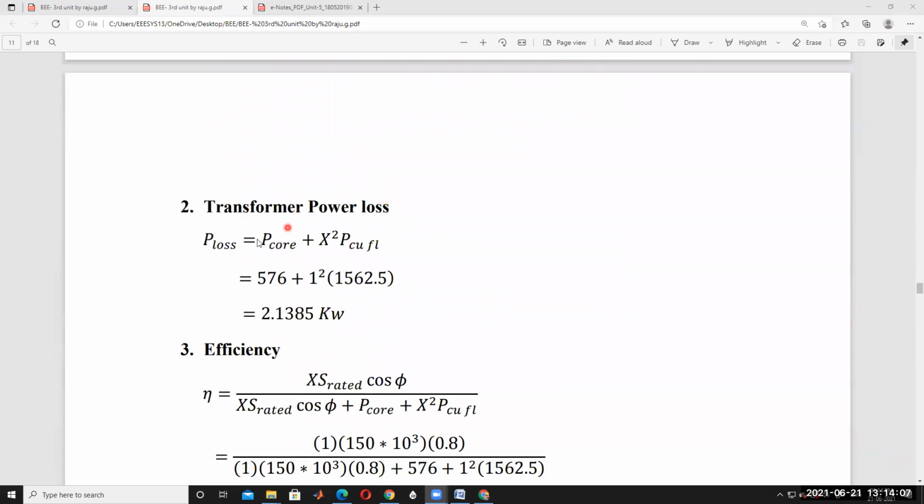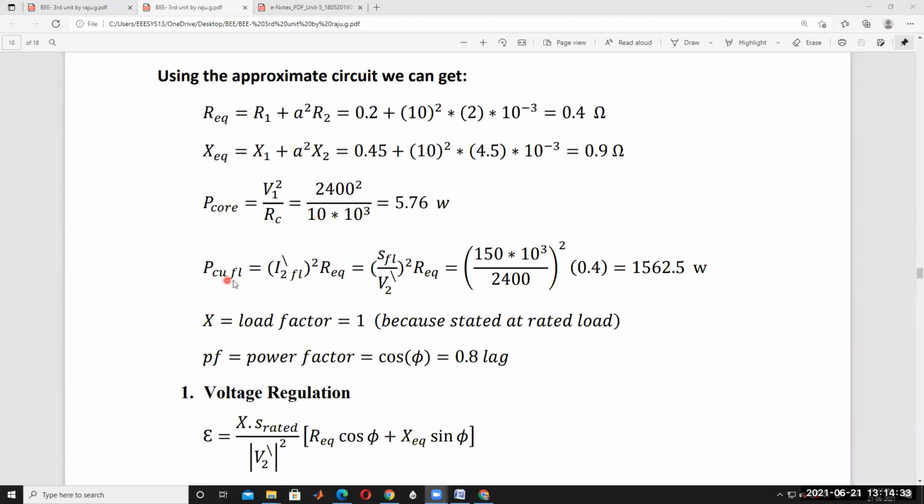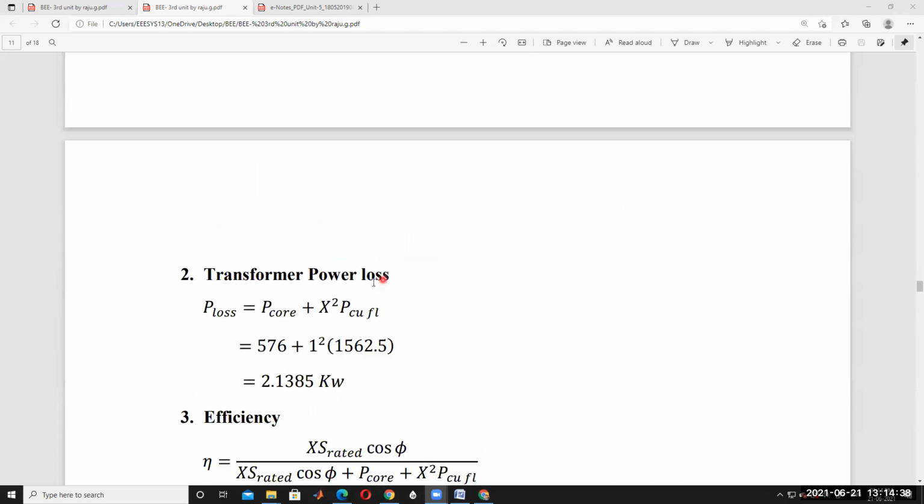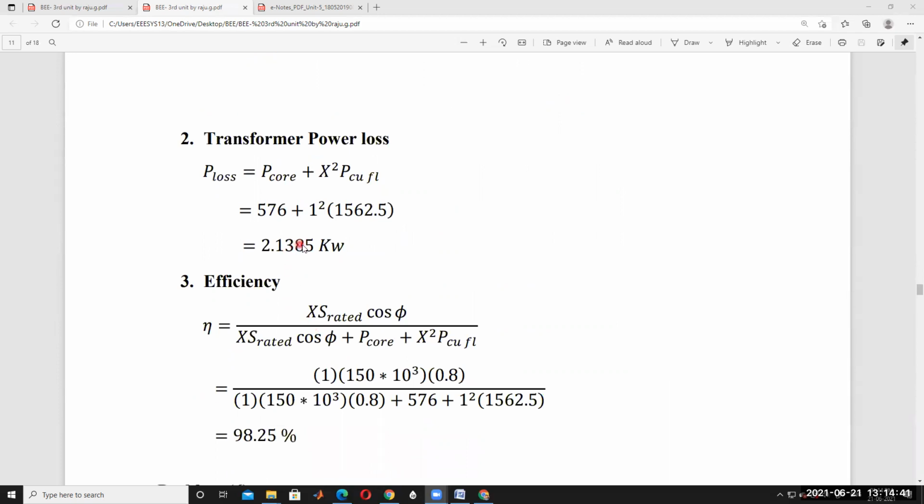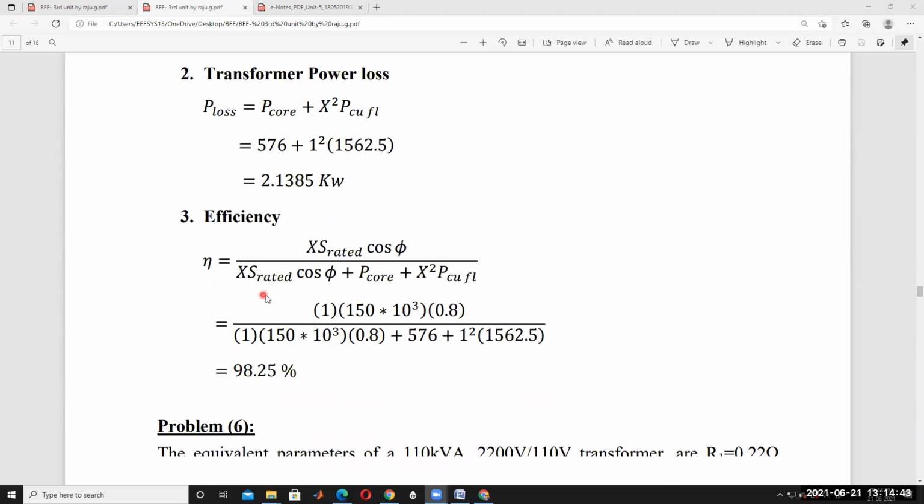And then the transformer power loss is core loss plus X square times the full load copper loss. Full load copper loss depends on the load; here the load is operated at full load, that's why X is equal to 1, and 1 square. The full load copper loss you know well, and the core loss is also known: V1 square divided by RC. Full load copper loss is I square into R2. Substitute these two values and you will get the transformer power loss, 22.1385 kilowatts.